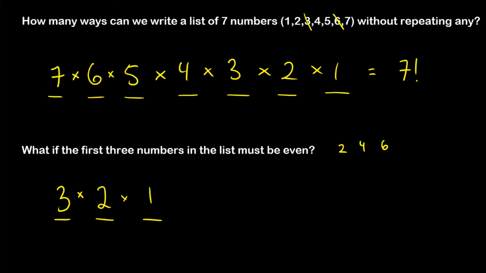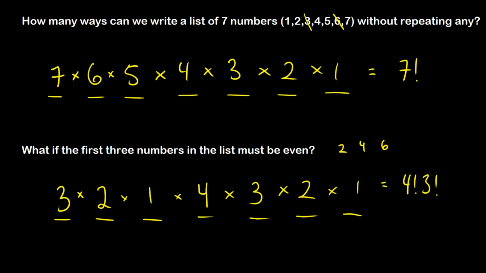So the first 3 numbers had to be even. Those are the ways we can fill up the first 3 slots. And then for the remaining 4 slots, we're left with a bunch of odd numbers. We're left with 1, 3, 5, and 7. So there's 4 choices for the 4th position, 3 choices for the 5th position, 2 choices for the 6th position, and 1 choice for the final position. So here we get an answer of 3 factorial times 4 factorial.